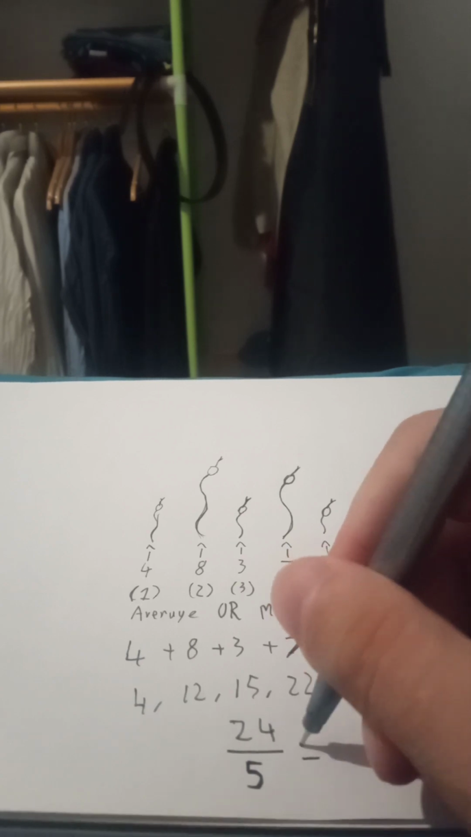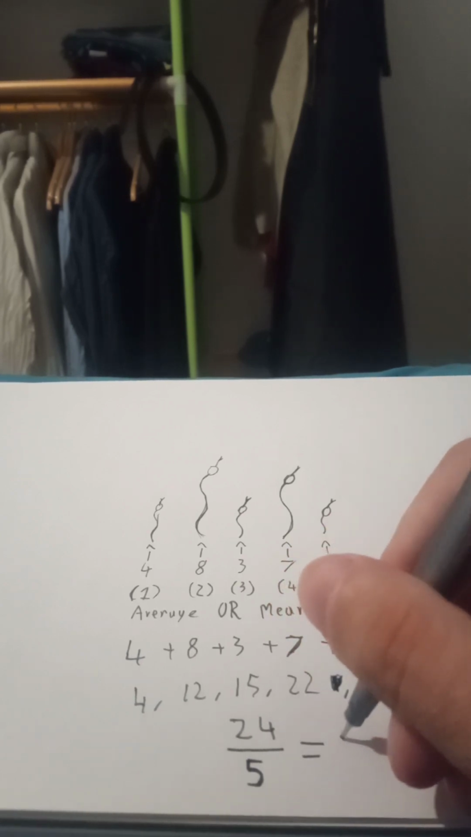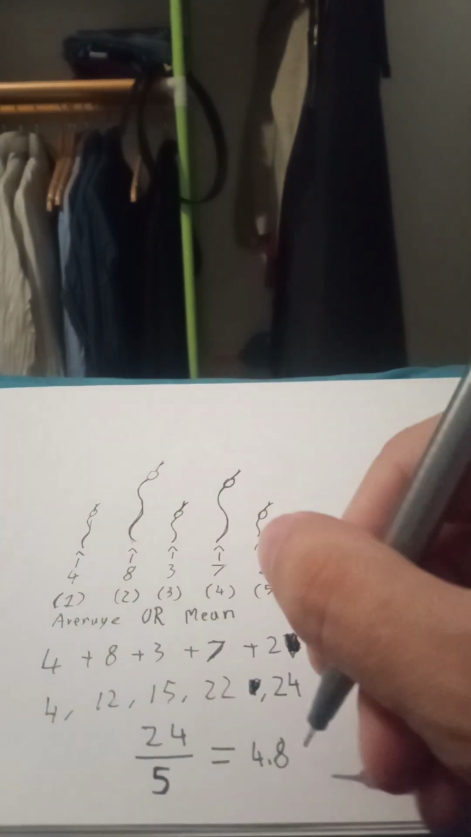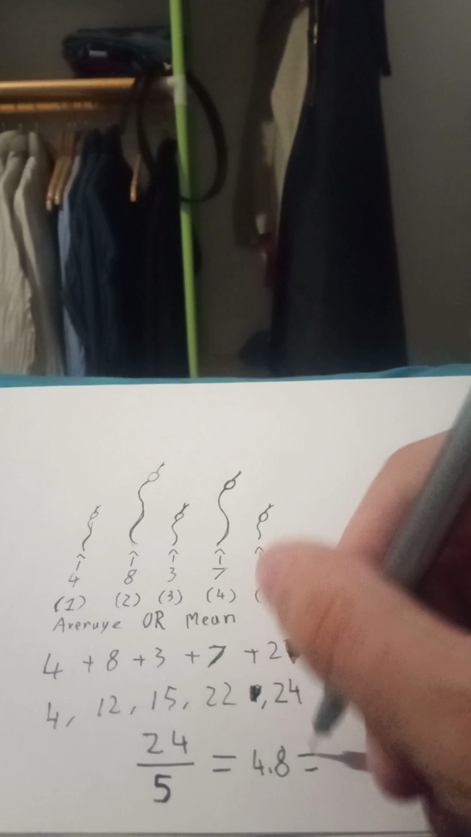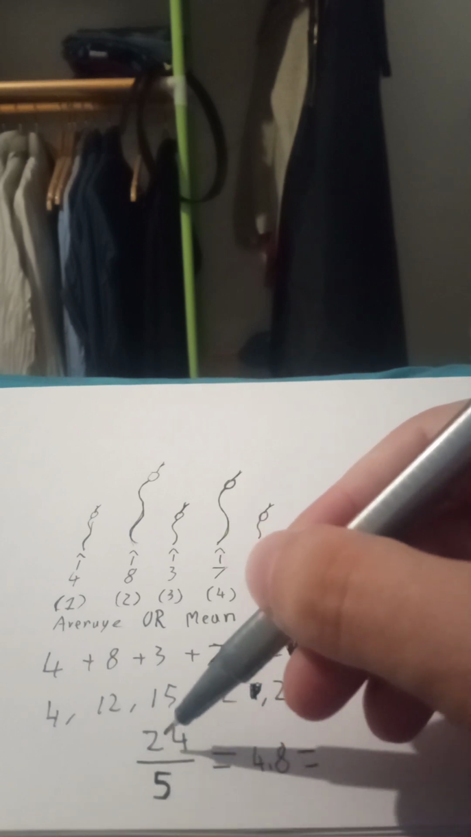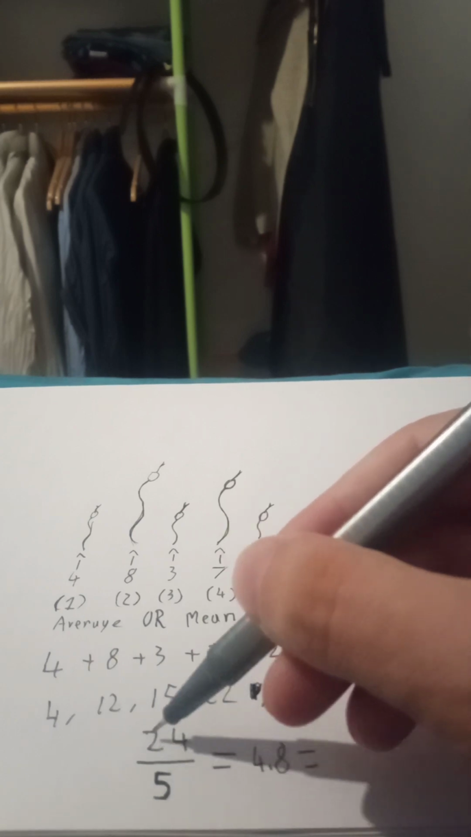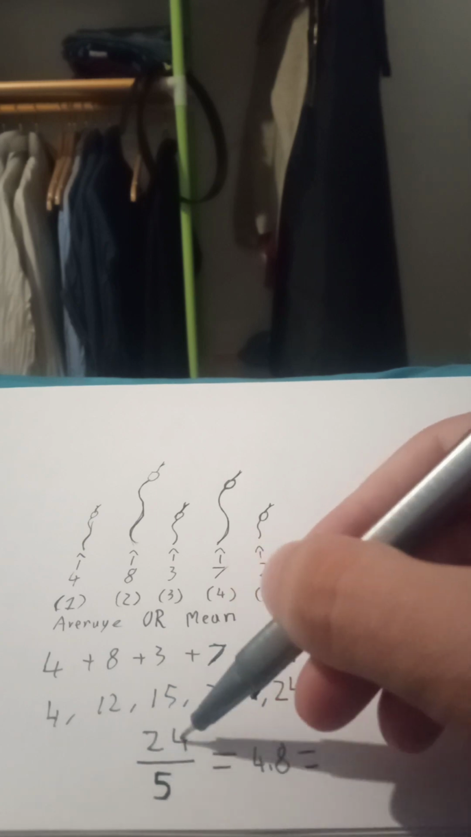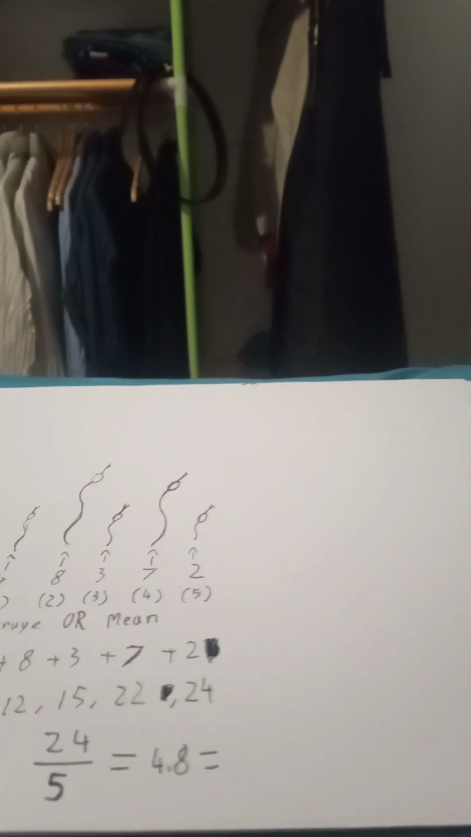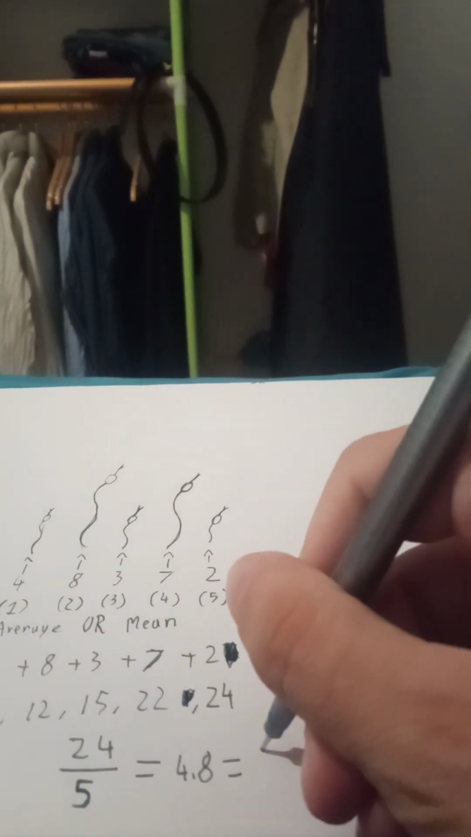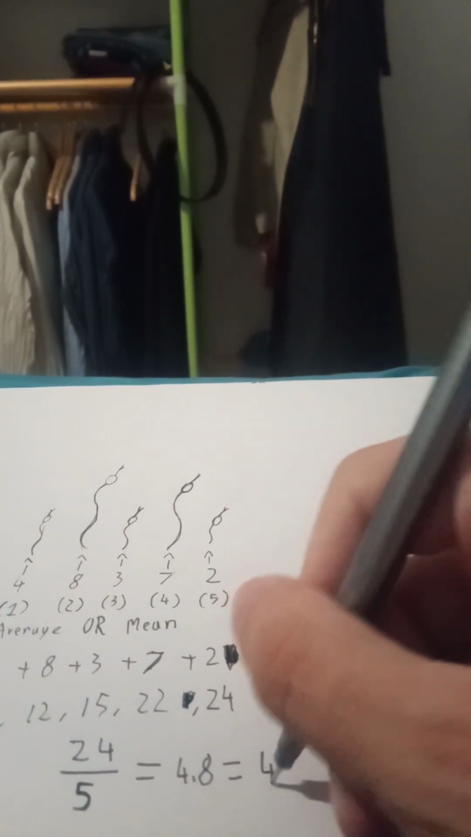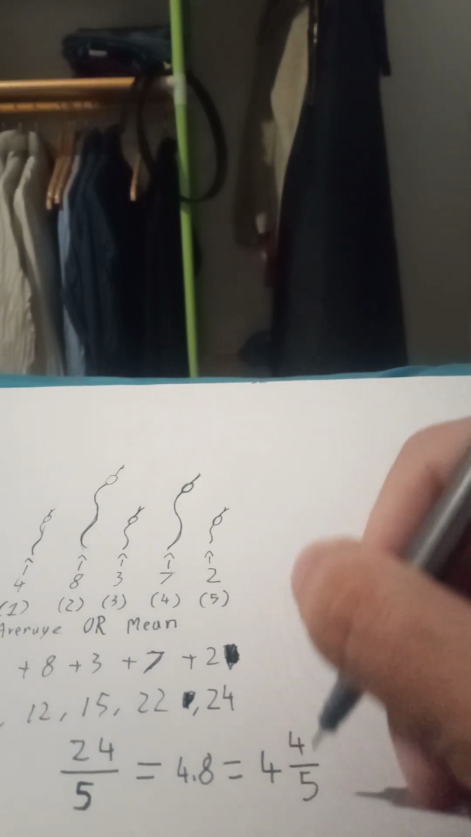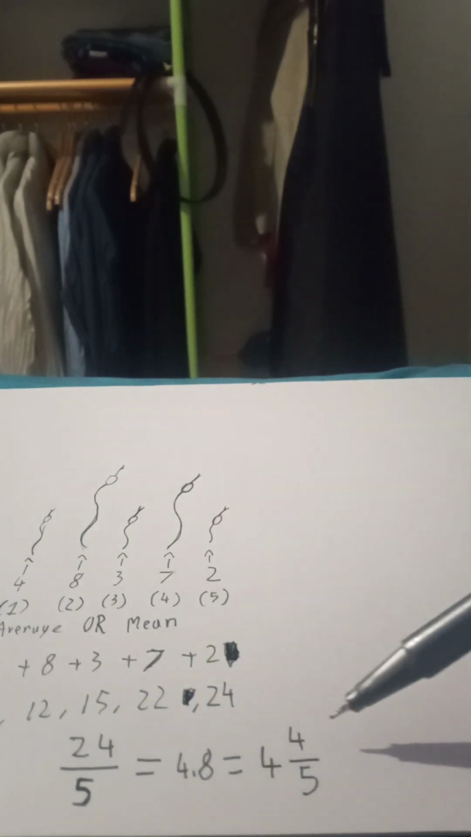And that works out to be 4.8. You may also see a number represented like how many 5s goes into 24? Well, 5 goes into 24 four times, and then you've got 4 over 5 left. So you may also see this sometimes, okay? These all mean the same thing, right?